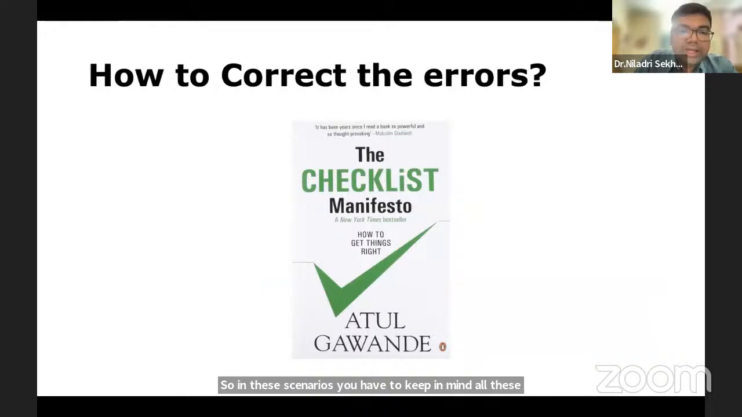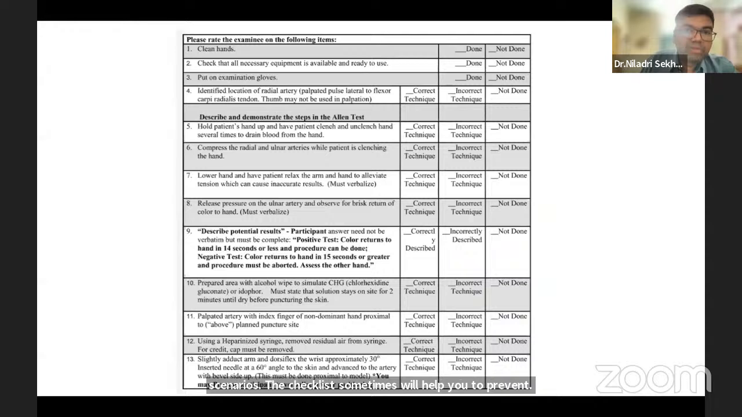Okay, so how to correct the errors? This is from the book The Checklist Manifesto, where the author has shown that in areas where complicated systems are involved, like the intensive care unit, where several departments and several machineries are involved, a checklist can help you prevent errors. This is just a demo checklist where you can see the important things you have to tick: clean the hands, check that all necessary equipment is there, put on gloves, identify the location of the radial artery. Next are the steps of the Allen test.